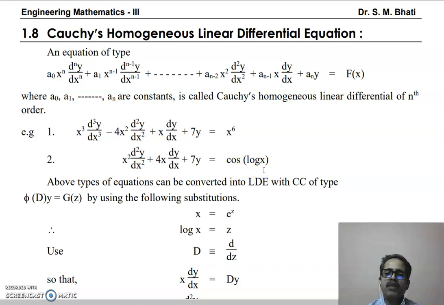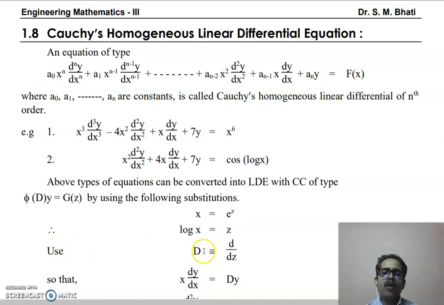This Cauchy differential equation is not a linear differential equation with constant coefficients, but the above type of equations, that is Cauchy differential equation, can be converted to a linear differential equation with constant coefficients of the type phi(D) y = g(z) by using the following substitutions. So here you have to put x equals e raised to z. If you take log on both sides, you will have log x equals z.